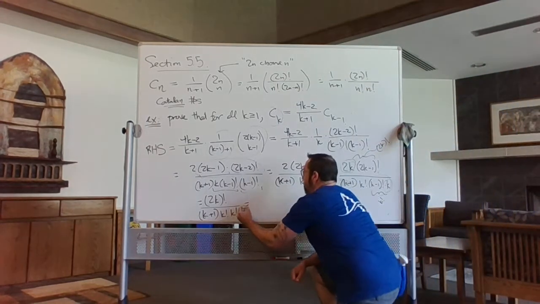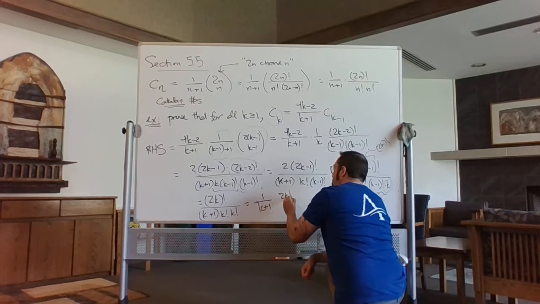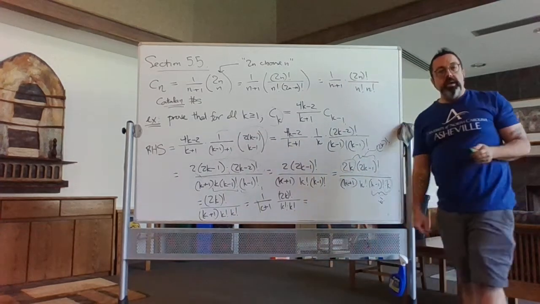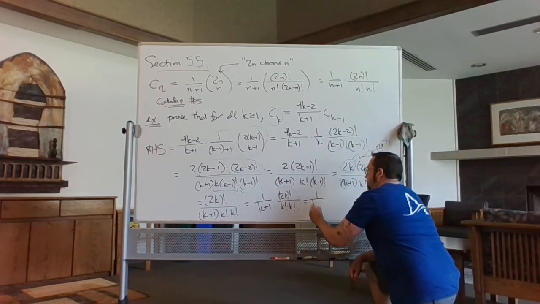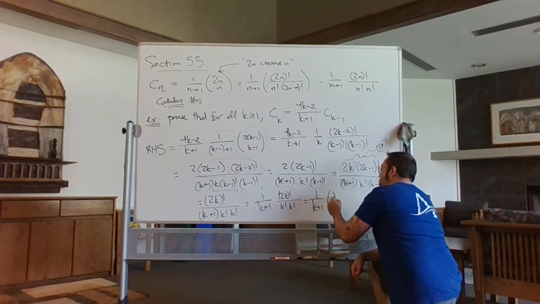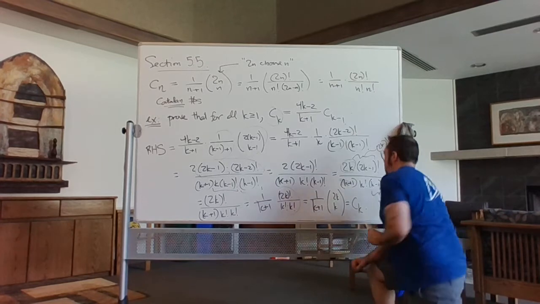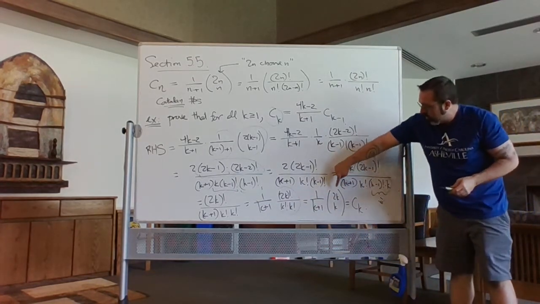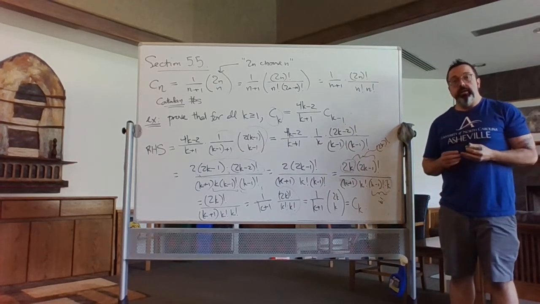And if I pull the 1 over k plus 1 off on its own, let me just do this in 2 more steps. I pull the 1 over k plus 1 off on its own, then what I have left over is just 2k choose k, and I end up with the left-hand side. 1 over k plus 1 times 2k choose k is the k-th Catalan number.